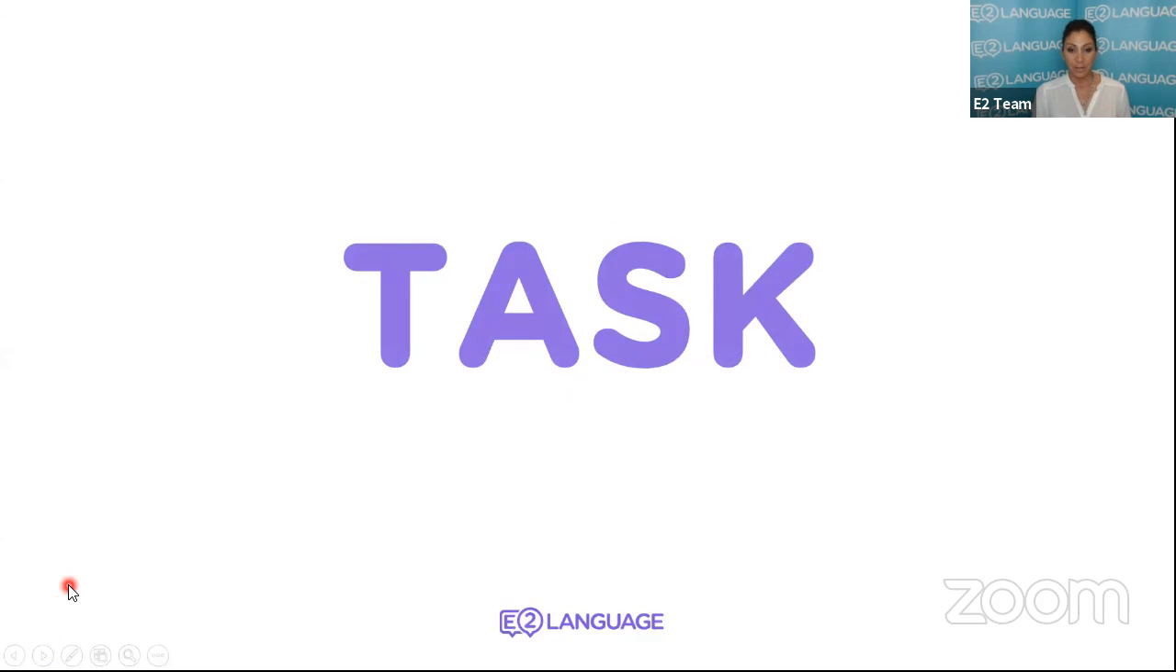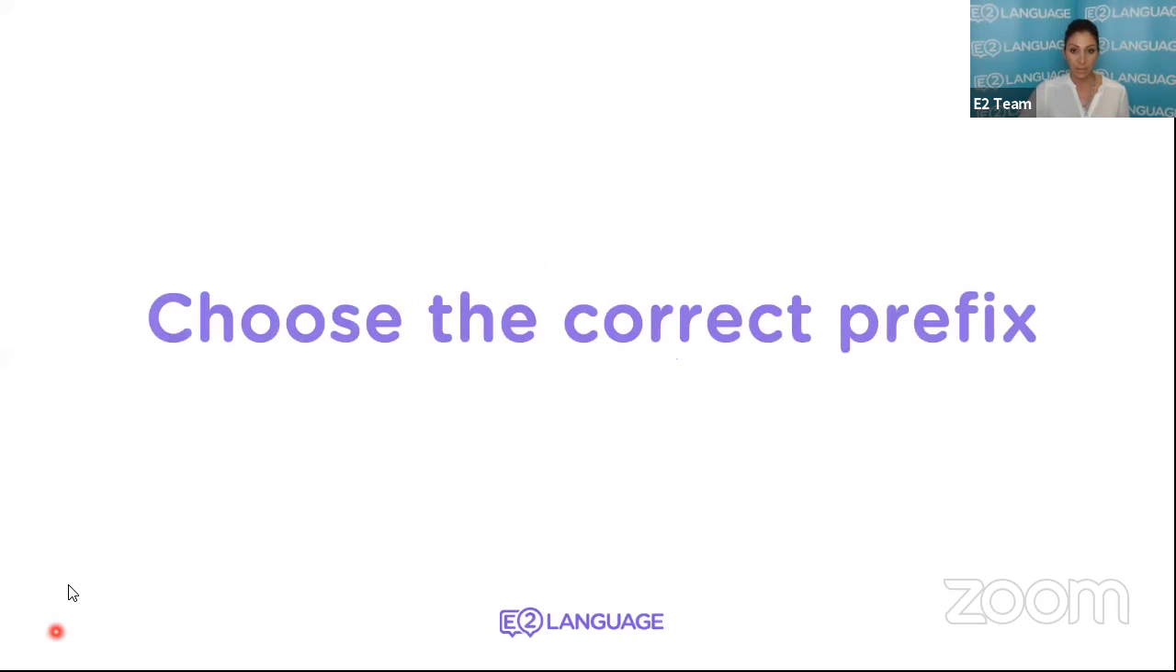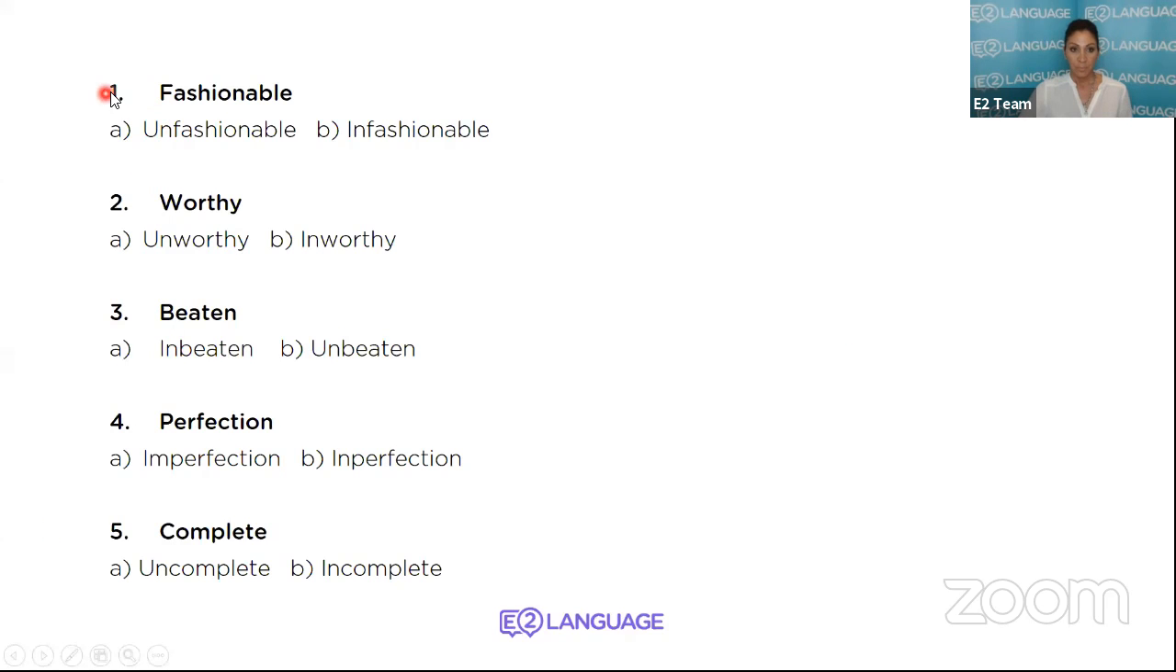So now that we know how to build up words by using certain prefixes, let's practice. Choose the correct prefix. So we have fashionable. Is it unfashionable or infashionable? Worthy, unworthy or inworthy? Beaten, inbeaten or unbeaten? Perfection, imperfection or unperfection? And complete, is it incomplete or uncomplete? Okay, so just A or B.